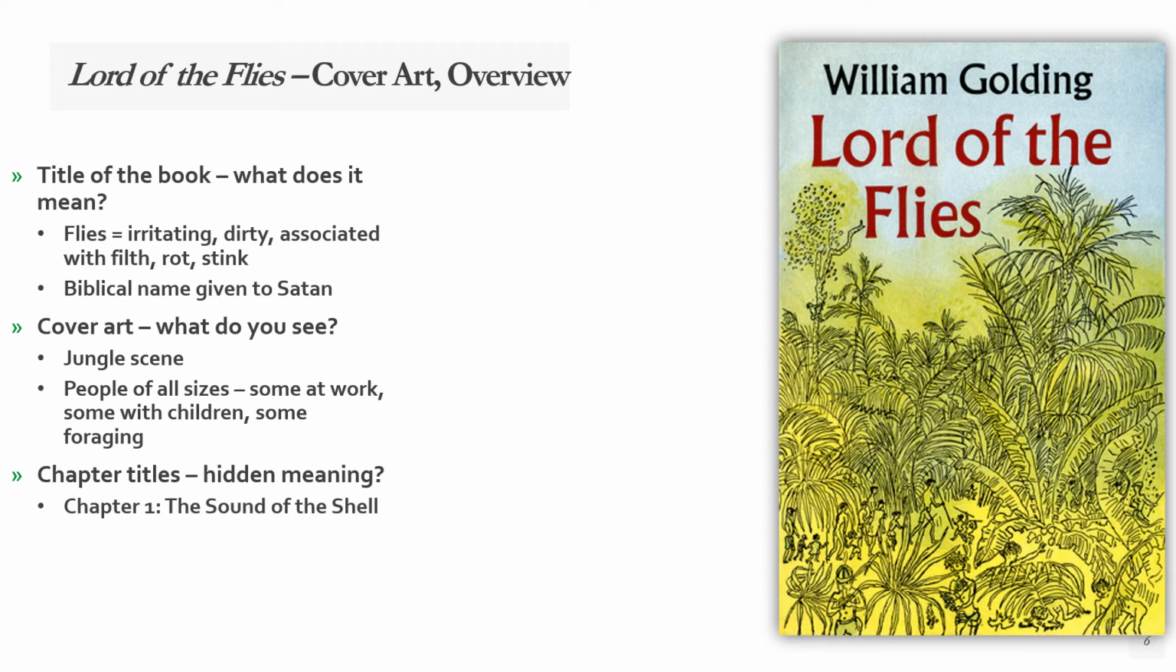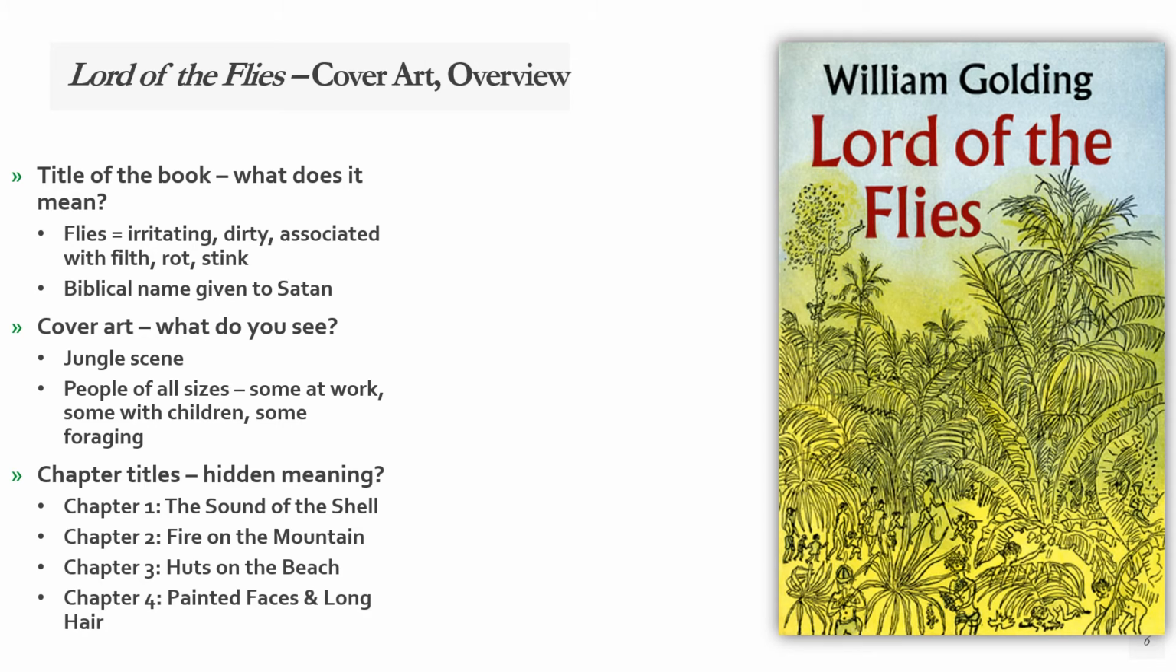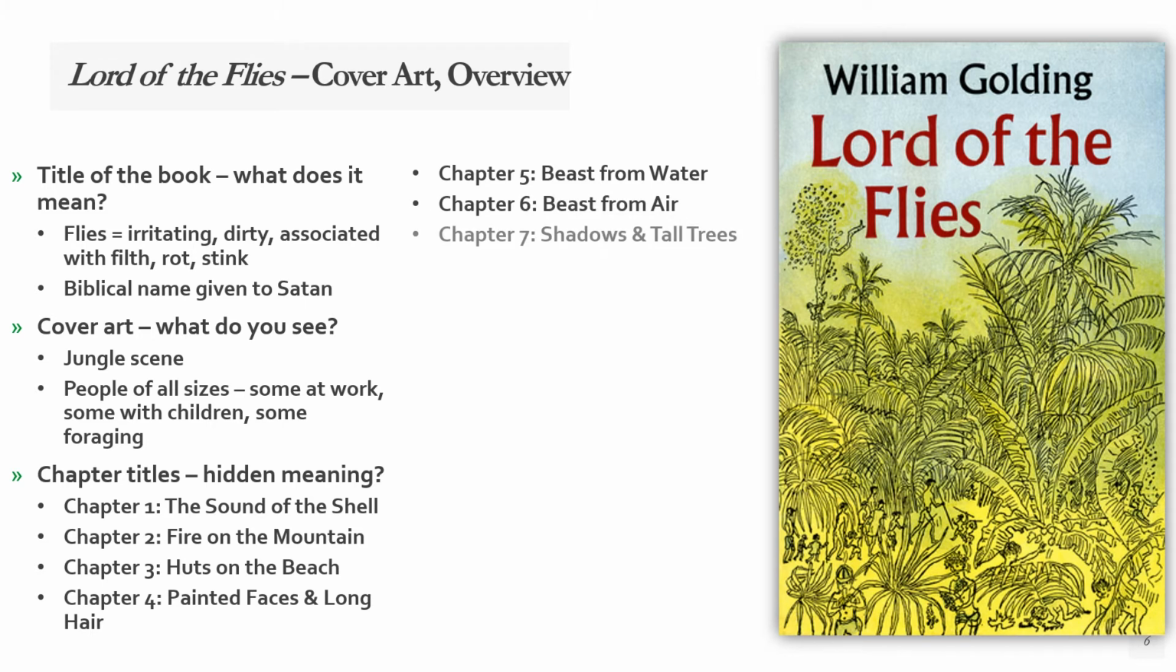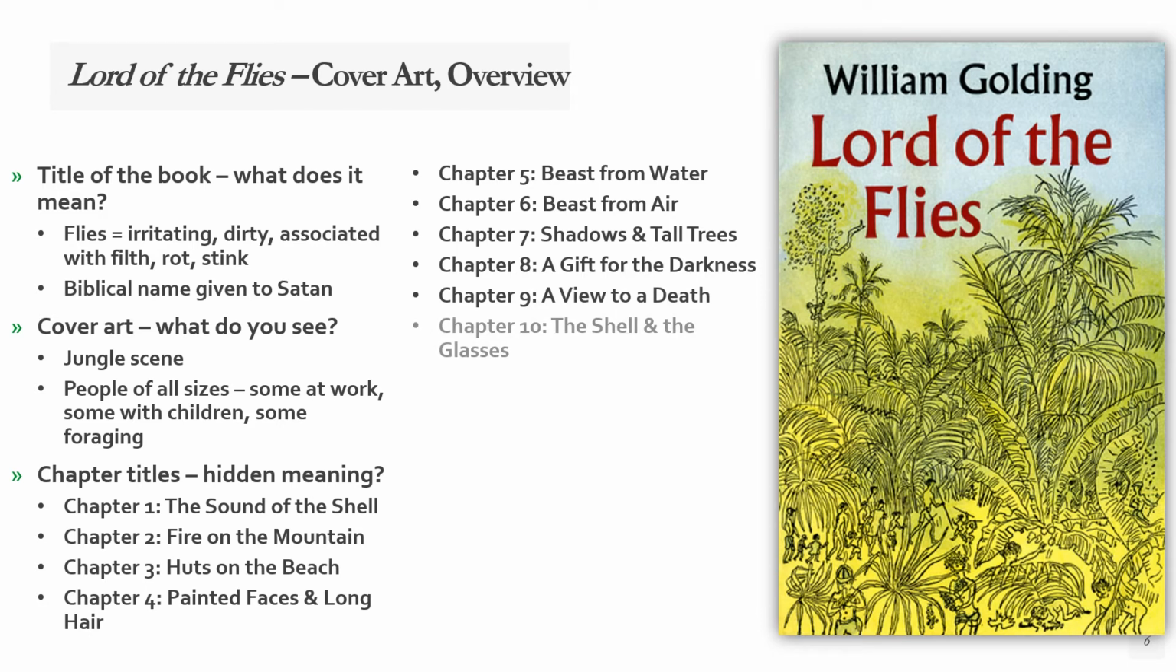The first chapter is called The Sound of the Shell. Chapter 2 is Fire on the Mountain, Huts on the Beach, Painted Faces and Long Hair, Beast from Water, Beast from Air, Shadows and Tall Trees, A Gift for the Darkness, A View to a Death, The Shell and the Glasses, Castle Rock, and The Cry of the Hunters. And as you can tell, just looking at the different titles here, we know virtually nothing about what they mean in terms of the characters and the plot of the story necessarily, but we can understand that things seem to get progressively darker as the story drags on.